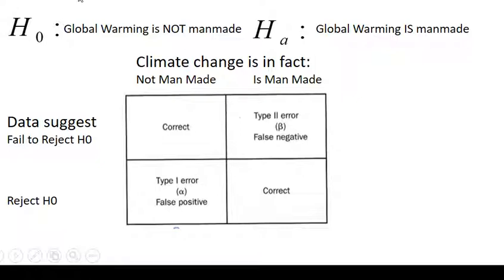So with that, let's take a look at some type 1 and type 2 errors. If global warming is not man-made and the data fail to reject H0, that's a correct decision. If global warming is man-made and we reject H0, again, that's a correct decision. Type 1 error says global warming is not man-made, but we think it is.